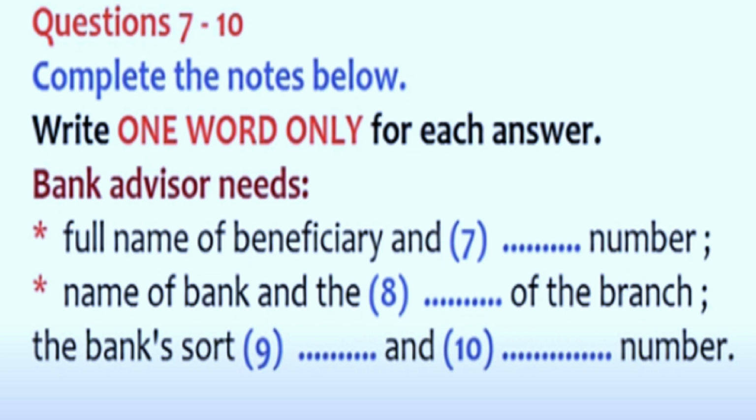We'll need the full name of the beneficiary and their account number. OK. You need to tell us the name of the bank in China and the address of the branch. We also need the bank's sort code and the SWIFT number. What's a SWIFT number? Basically, it's an interbank code. It helps banks identify each other through a unique code number. OK, and that's spelt? SWIFT, SWIFT. And the final thing we need is the reason for sending the money.